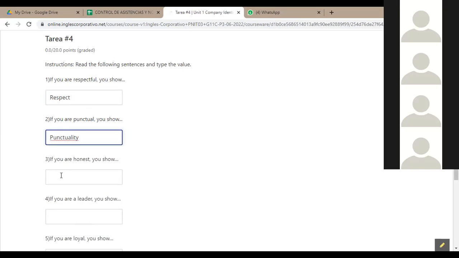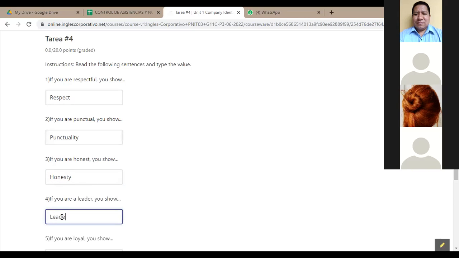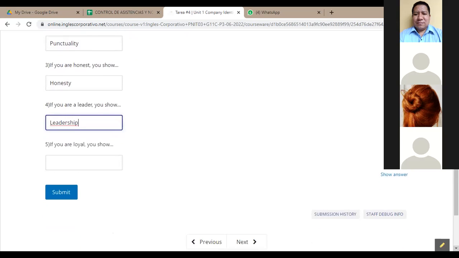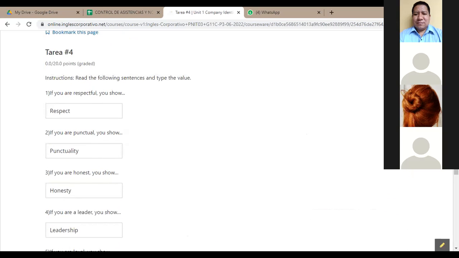El spelling también hace que no se lo agarre. If you are honest, you show honesty. Excellent. If you are a leader, you show leadership. If you are loyal, you show loyalty. La primera creo que es responsibility, ¿no? If you are respectful? Respect. Correct.